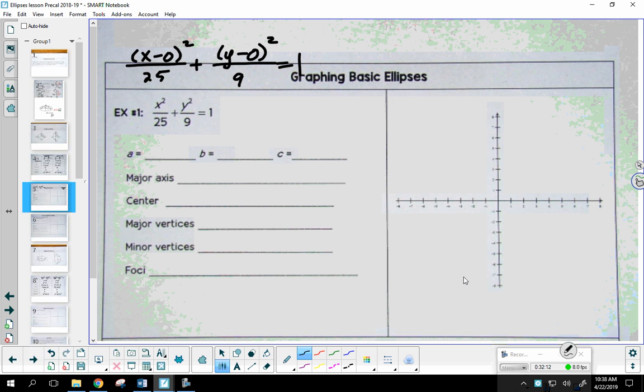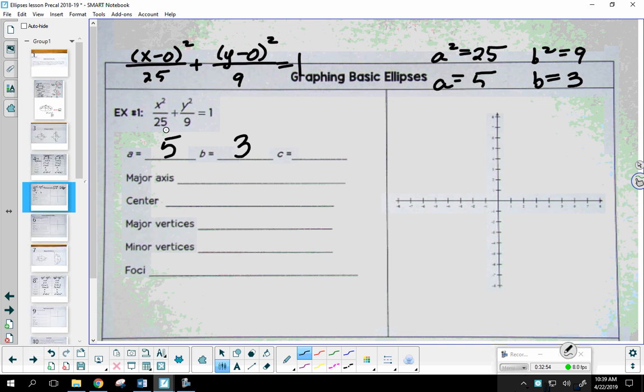Okay, well, my denominators are 25 and 9. The larger denominator for an ellipse will always be A squared. So I know by looking at the equation, A squared is 25, so I know A is what? 5. So I know A is 5 units long. Okay, so that means the other denominator, the smaller denominator, has to be B squared. So if B squared equals 9, then B equals 3. Okay, just like that. Now, can you tell me, is the major axis going to run horizontally or vertically for this graph? Why horizontally?